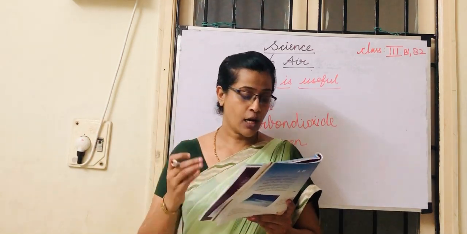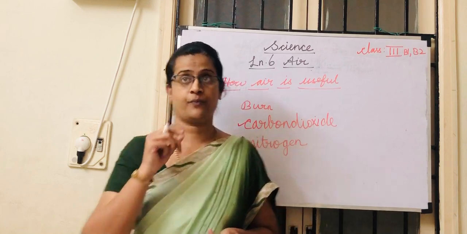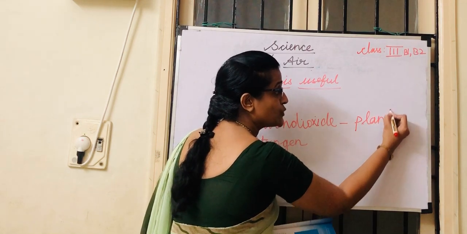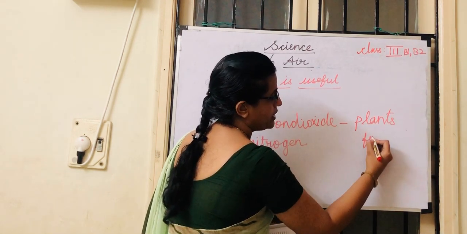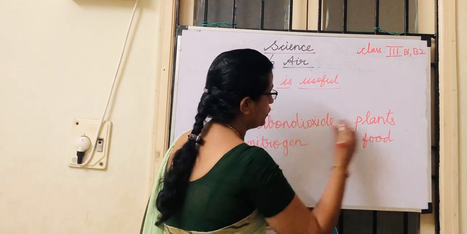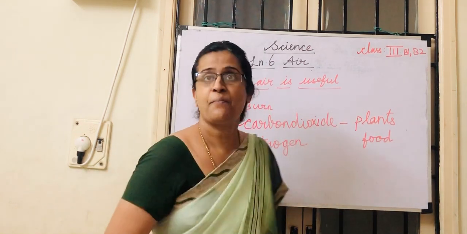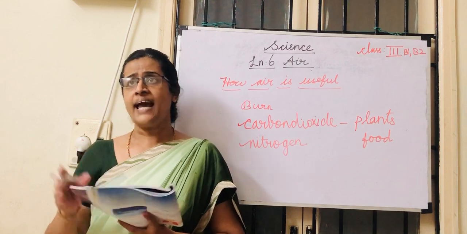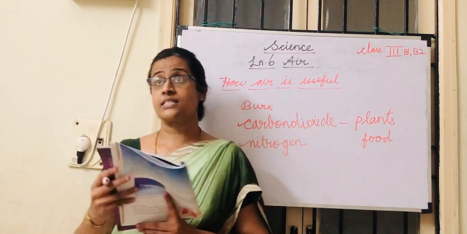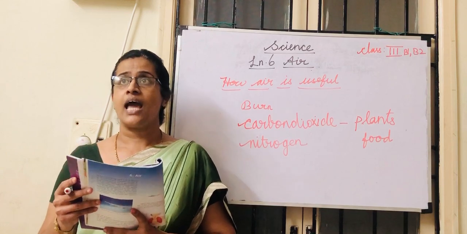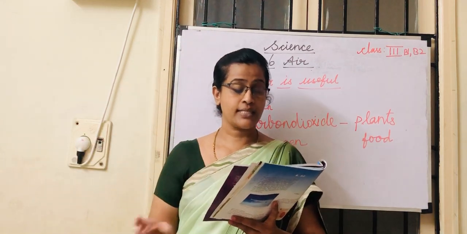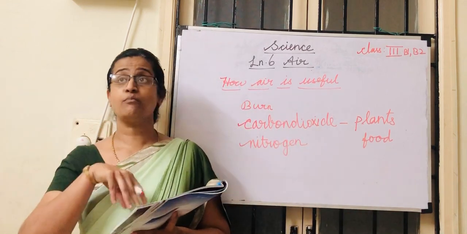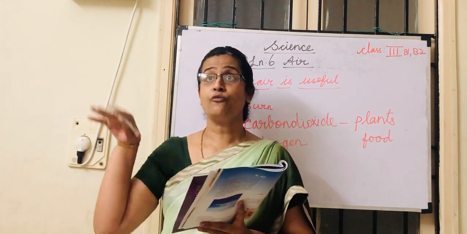Plants use carbon dioxide to make food. Carbon dioxide is needed for plants to prepare their food. And plants use some of this food to live and store the rest. And when we eat that plant, we use the stored food.